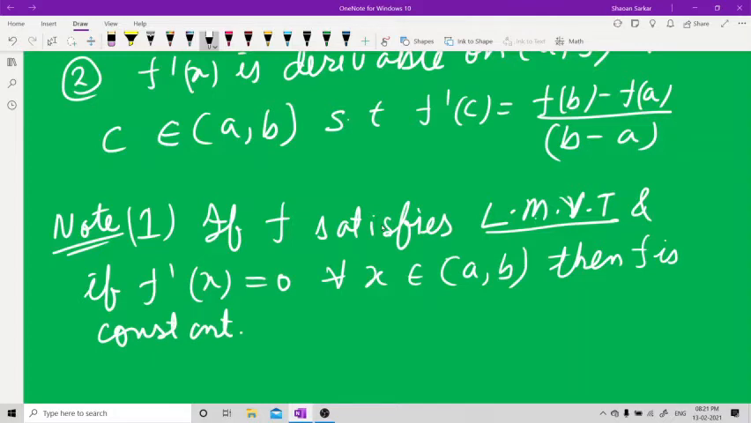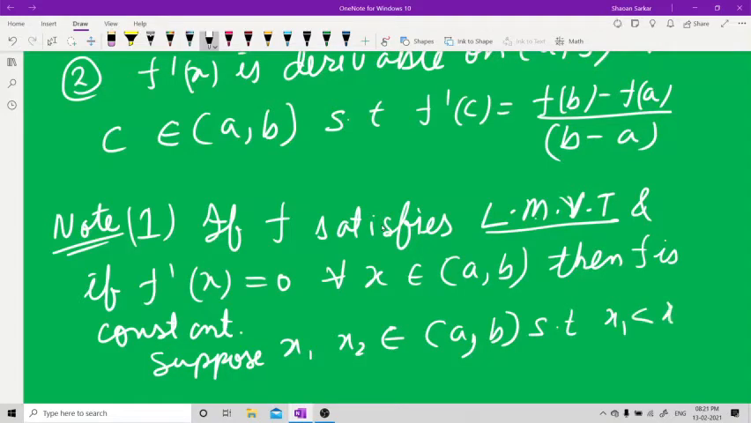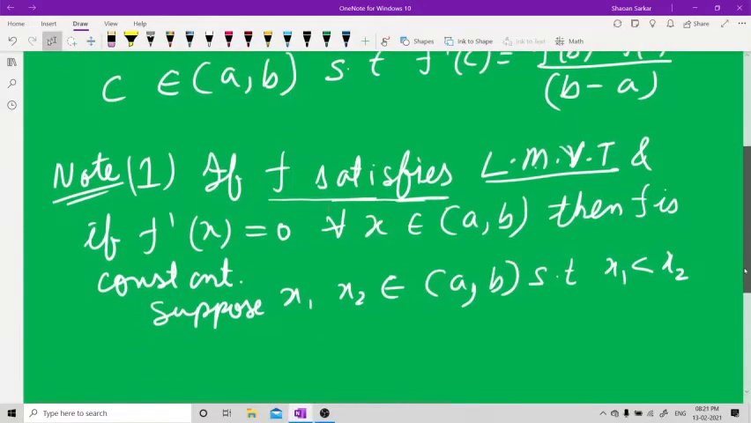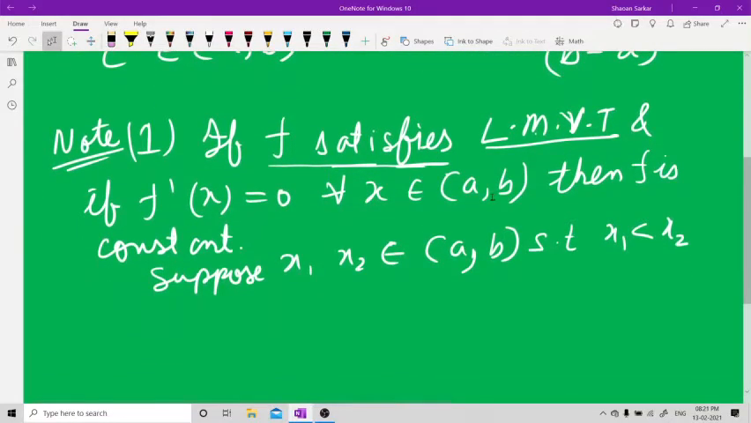Suppose I take 2 points, x1 and x2, belonging to (a, b), such that x1 is less than x2. And since this function satisfies Lagrange's theorem, I'm already saying that the function satisfies the Lagrange theorem. Therefore, since it's satisfying, I have to show that f is constant.